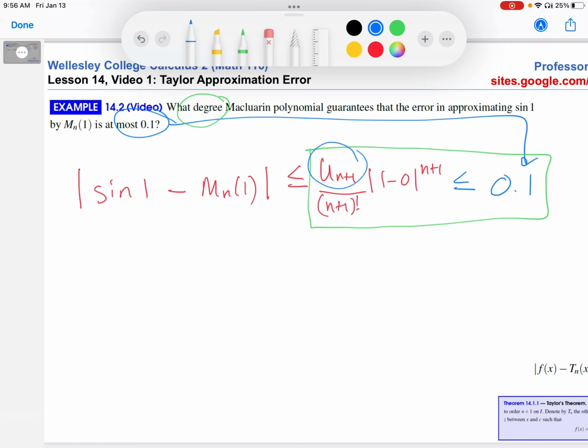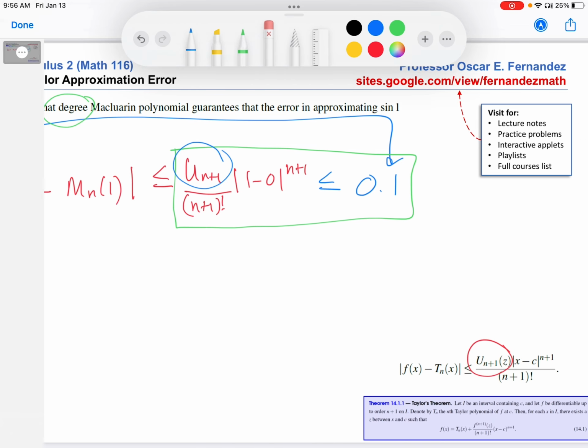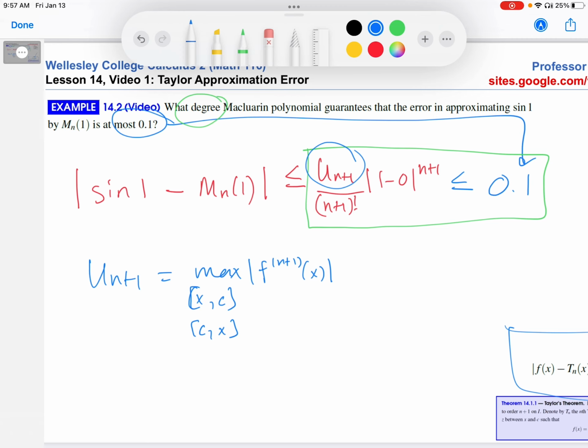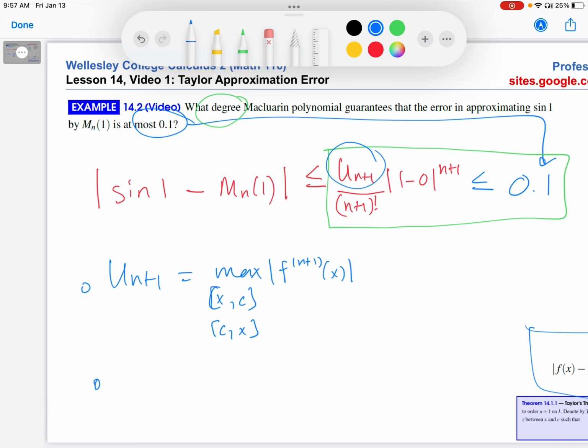So anytime you answer questions of this form, what's the degree of the Taylor or Maclaurin polynomial that you need to get the error down to at most some value, you're going to end up using this inequality down here, right? And to use that, you are going to have to work out this part. So remember, U sub n plus 1 is the maximum of the absolute value of the n plus 1 derivative of the function over either the interval x to c or c to x, depending on where x and c are relative to each other. So let's work that out for this example.